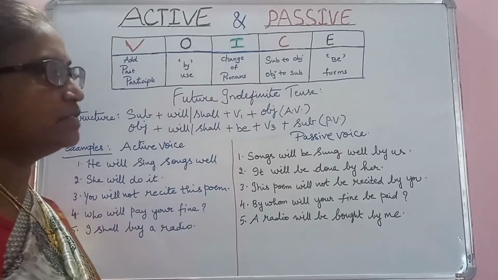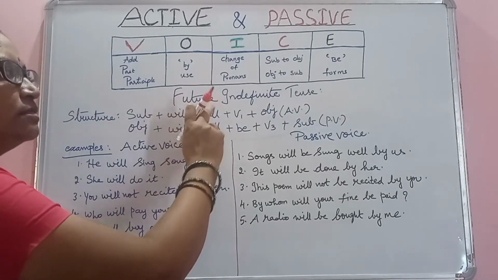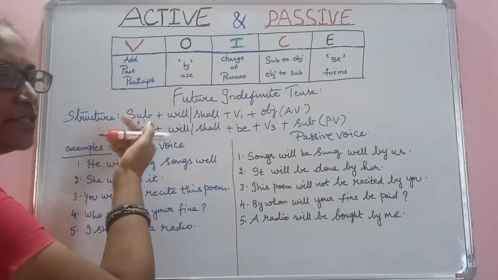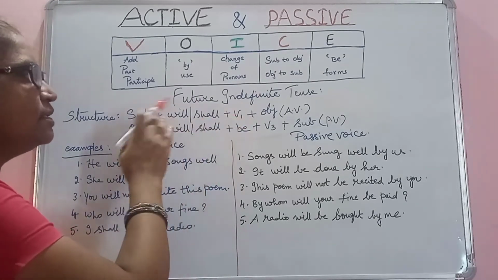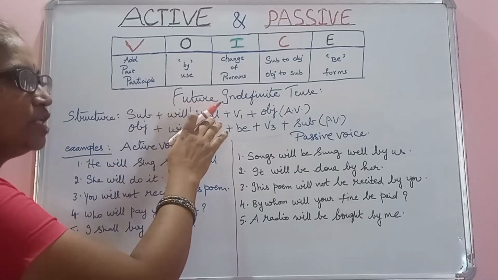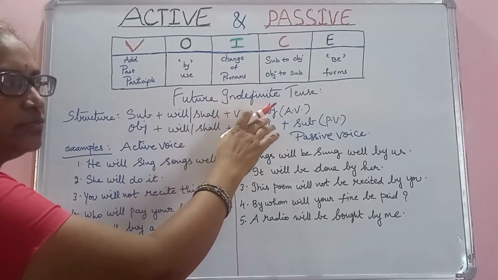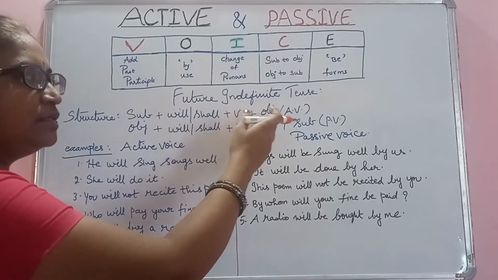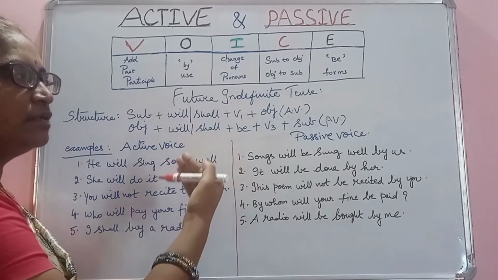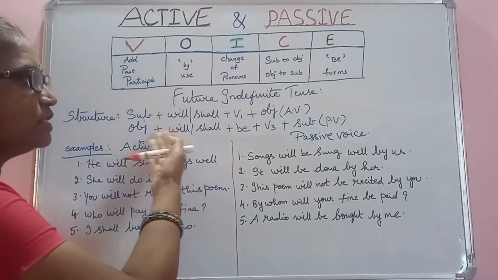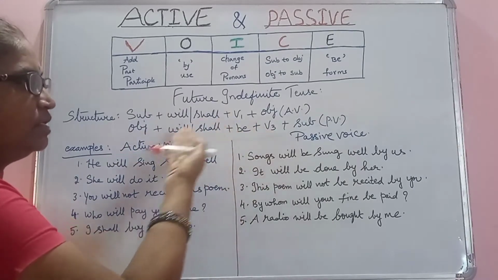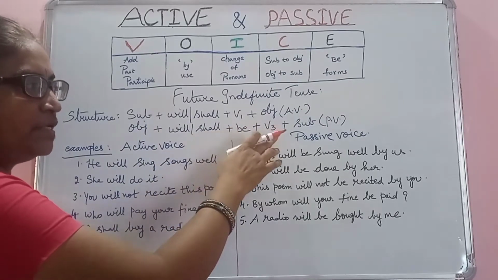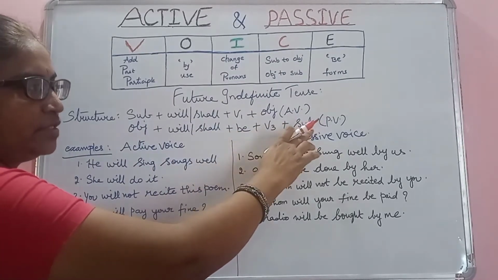See here, this is future indefinite tense, the topic we are going on. The structure of this sentence in the active voice is: subject plus will or shall plus V1 plus object. When we convert that sentence into passive voice, these rules have to be applied. Here: object plus will or shall plus be plus V3 plus by plus subject.